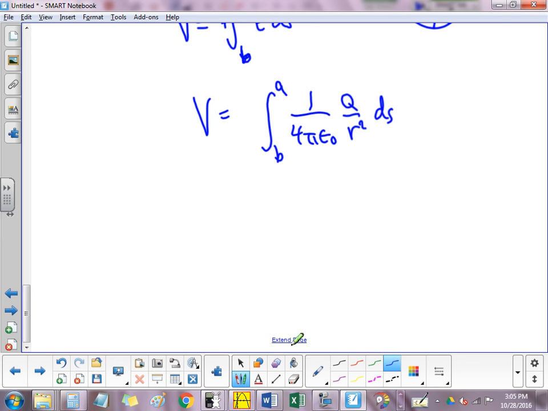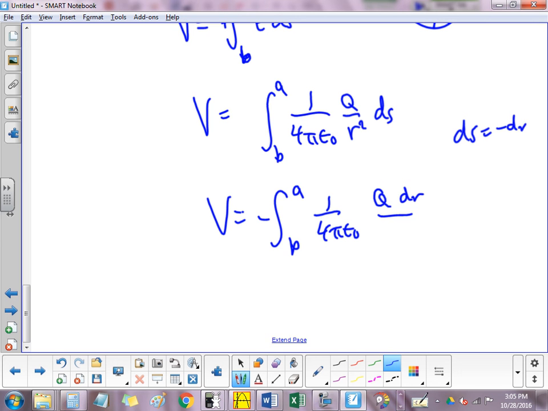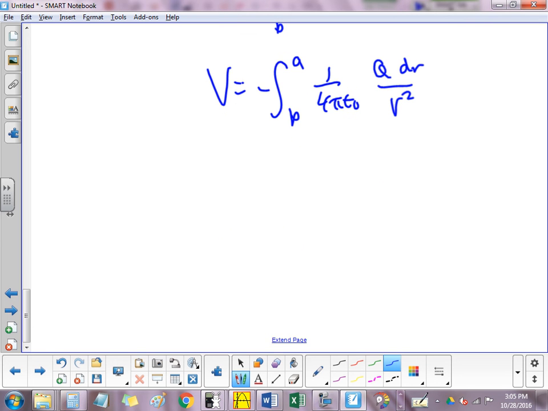Okay, so we end up with V equals the integral from B to A of 1 over 4 pi epsilon naught, and it's basically Q dr. Another negative got picked up because ds is negative dr, and this is all over r squared. Pulling everything out of the integral that we don't need, we have basically a negative Q over 4 pi epsilon naught.